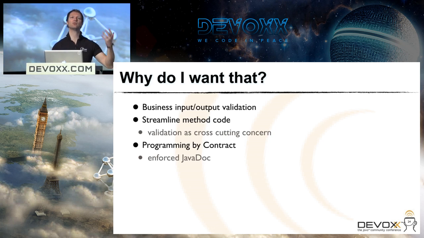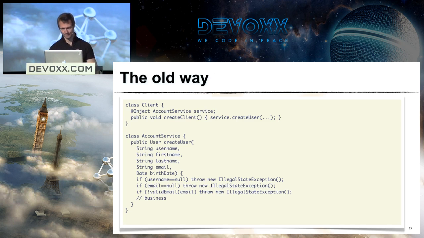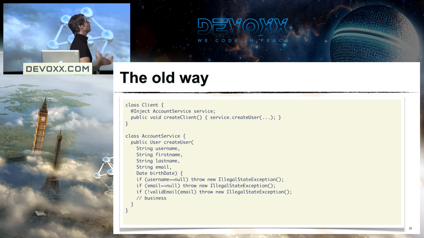So here that would be actually enforced, and instead of having a vague NPE somewhere, you will have a very useful message saying, I'm sorry, but this is not valid for calling my method. So that's how you would do it the old way. So you got a service. I'm calling service.createUser.